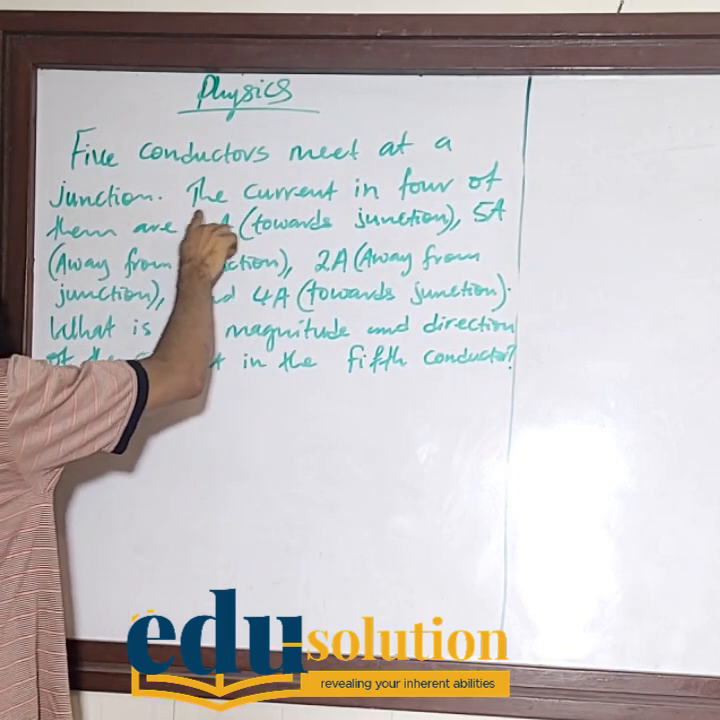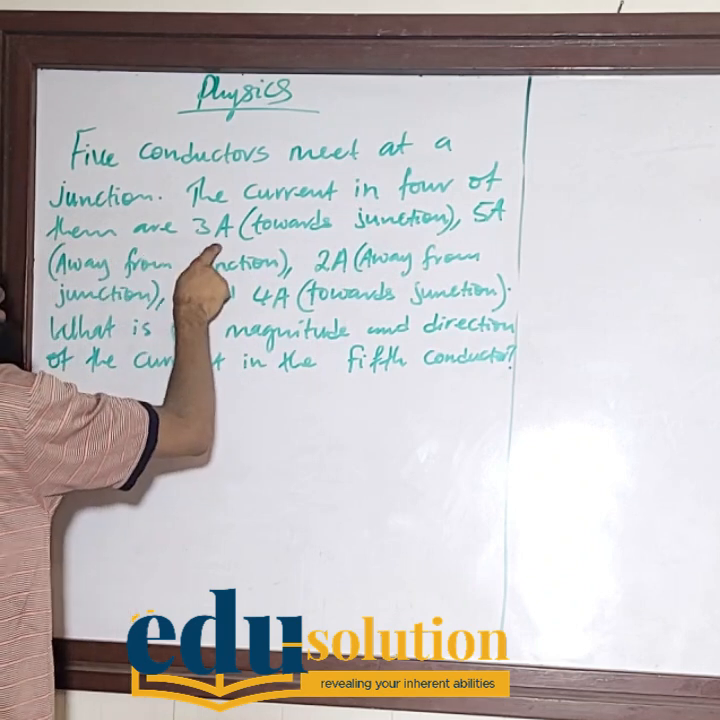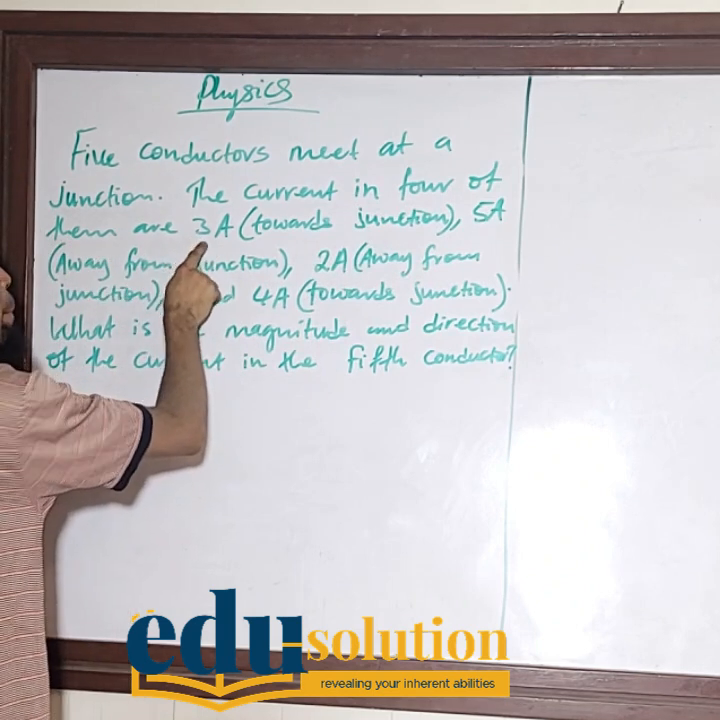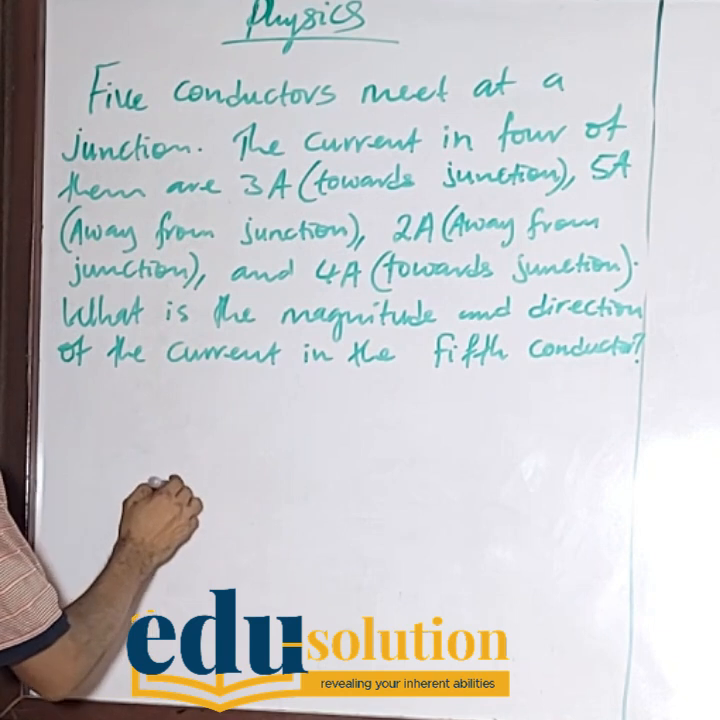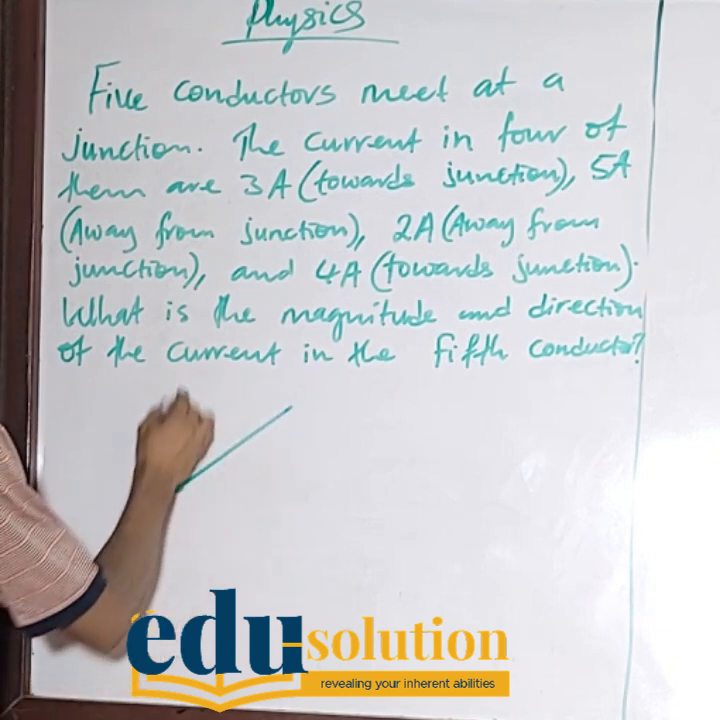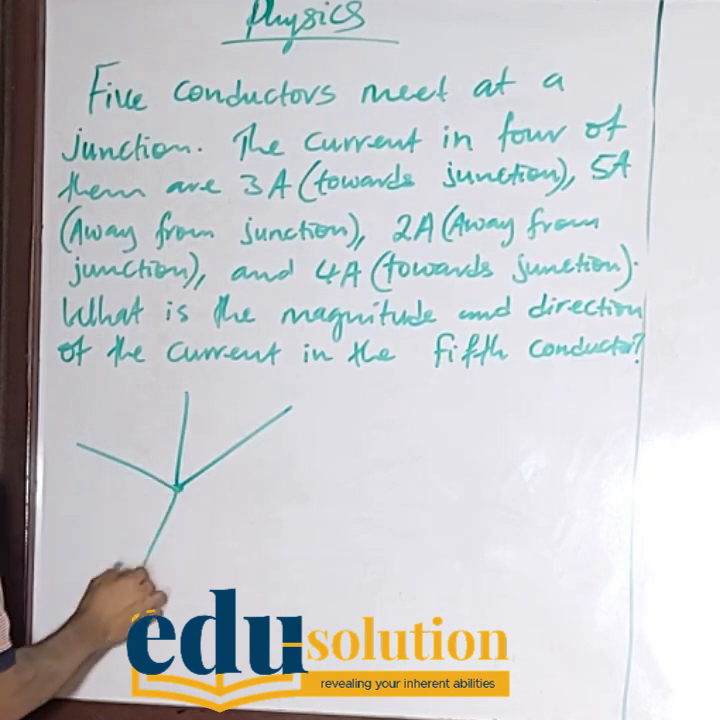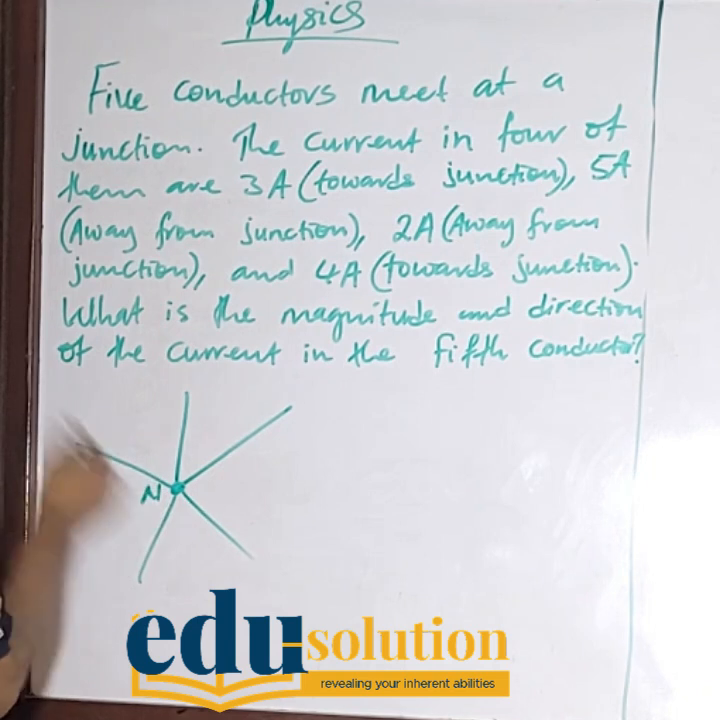So now let's pick it from here. The current in 4 of them are 3 ampere. This first one, 3 ampere, is flowing towards the junction. If I am going to represent it with a diagram, let's assume this is the junction. I have just 5 lines because there are 5 conductors. So this is the junction, the node.